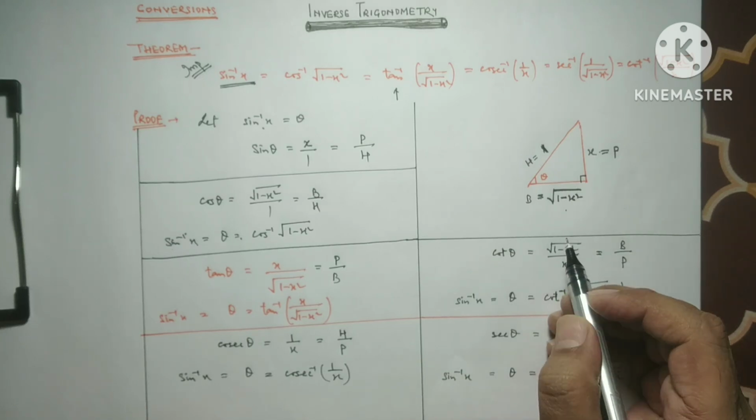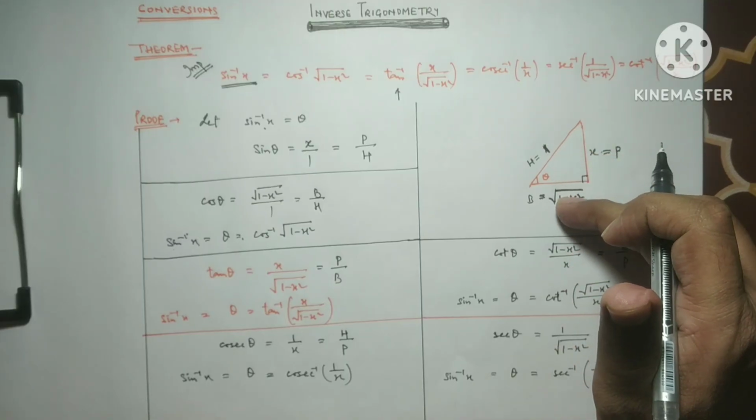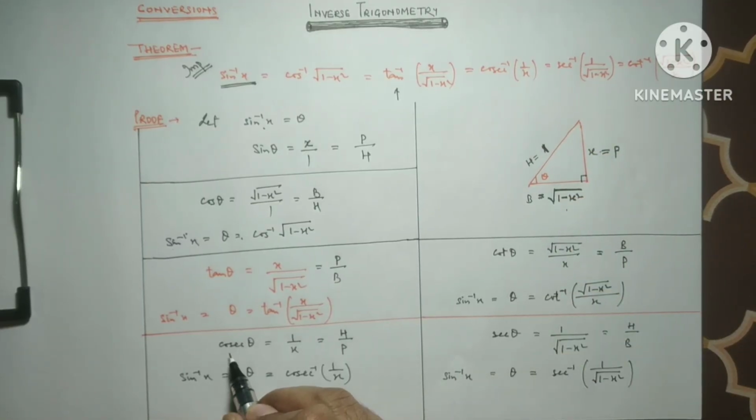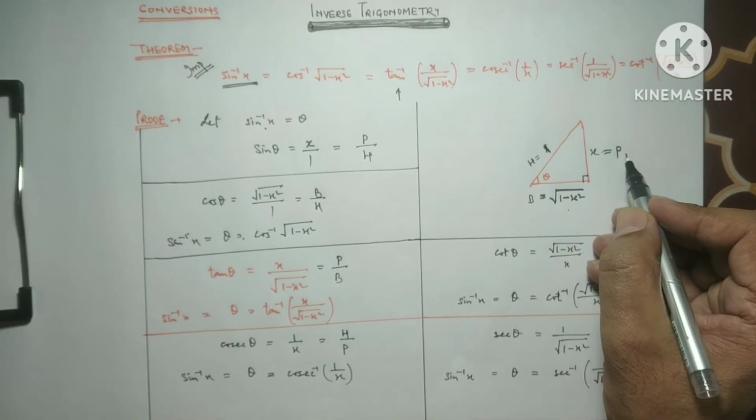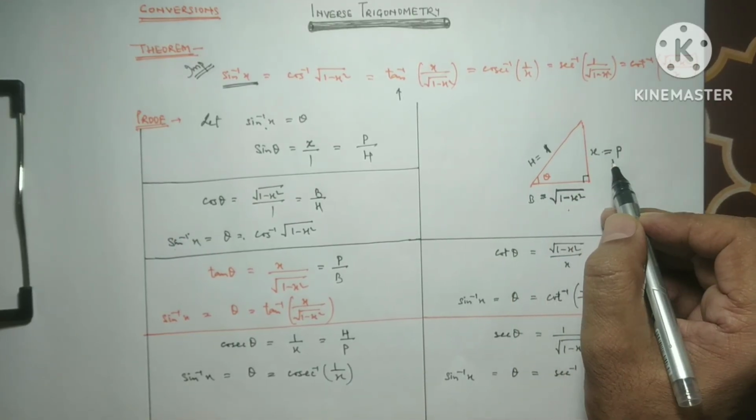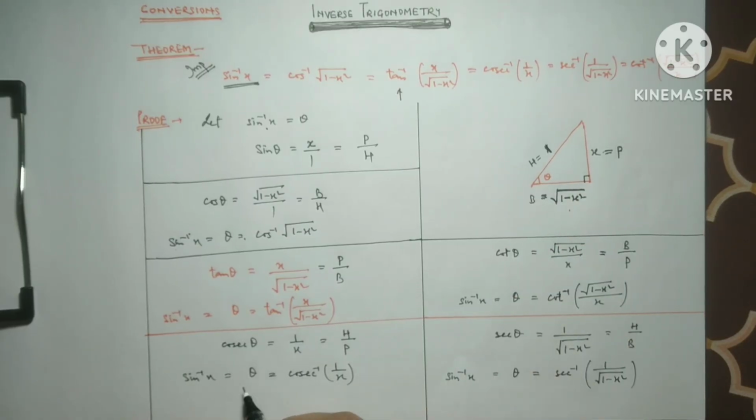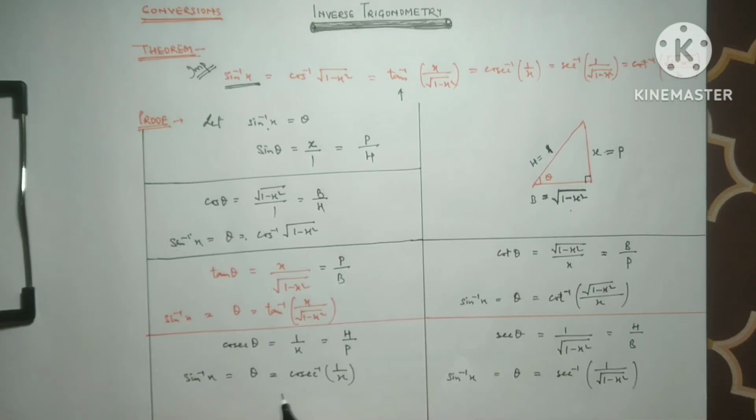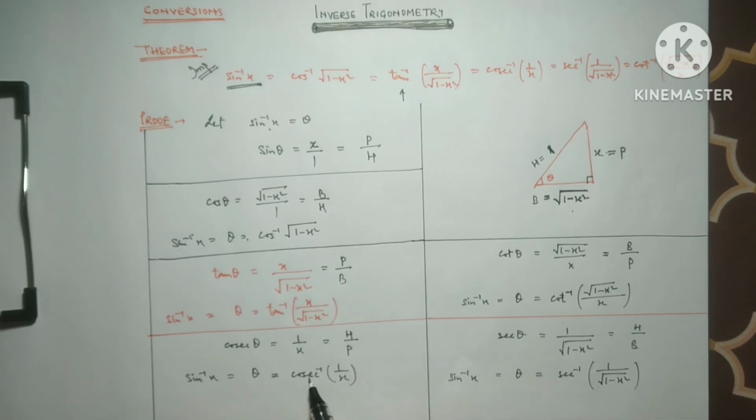In the same manner we go for cosec. Cosec is h over p, hypotenuse over perpendicular. So cosec theta is 1 over x. It means theta equals to cosec inverse 1 over x. And theta is sine inverse x. So it is a simple conversion: sine inverse x equals to cosec inverse of the reciprocal of x.